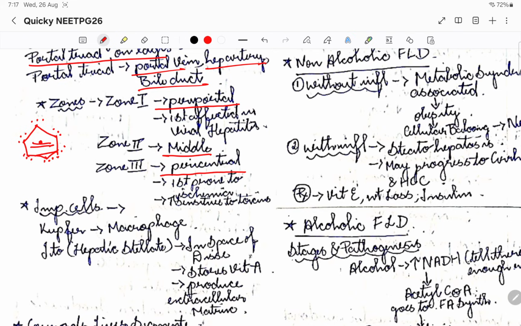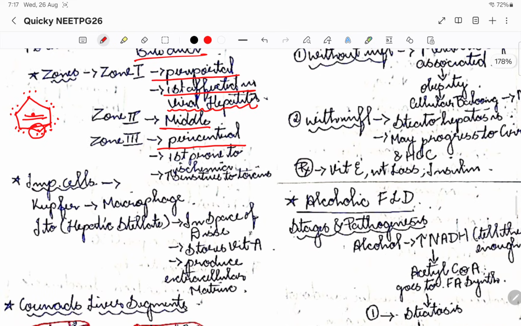The periportal zone is the first to be affected in viral hepatitis, because the hepatic artery is there, so it can carry the virus and cause hepatitis here. Then the pericentral zone is the first zone prone to ischemia, because it is far away from the hepatic artery. If there is ischemia, this is what will be affected first. It is also sensitive to toxins. So this is the thing with respect to the zones of the liver.